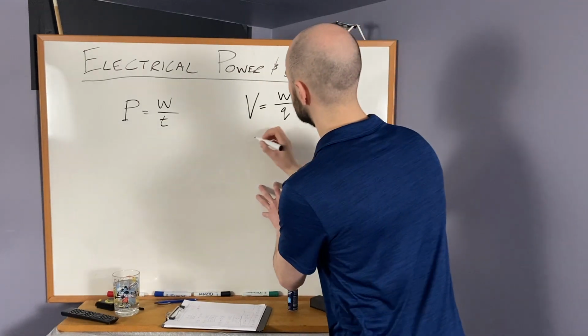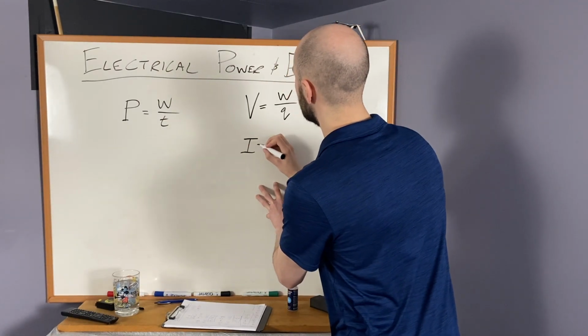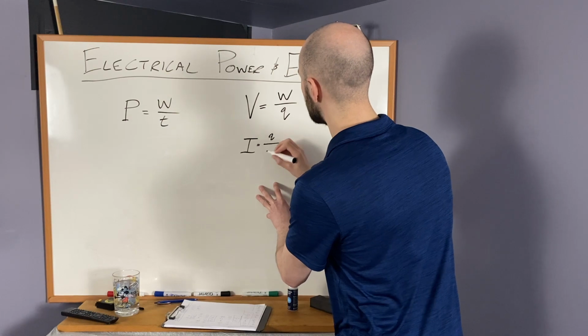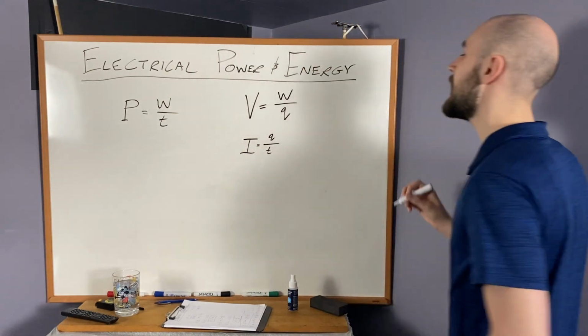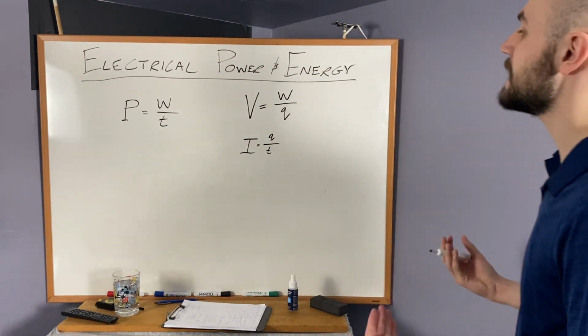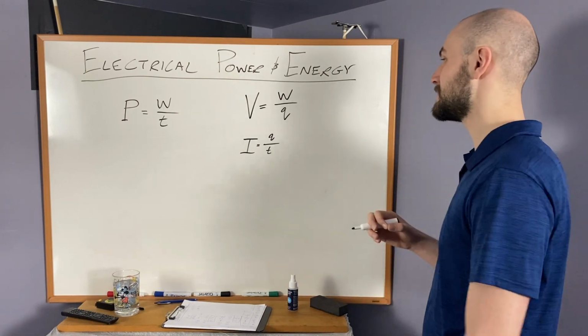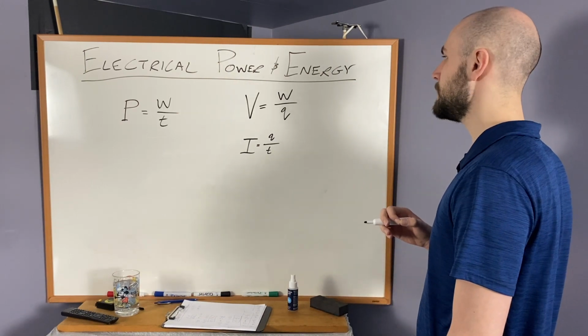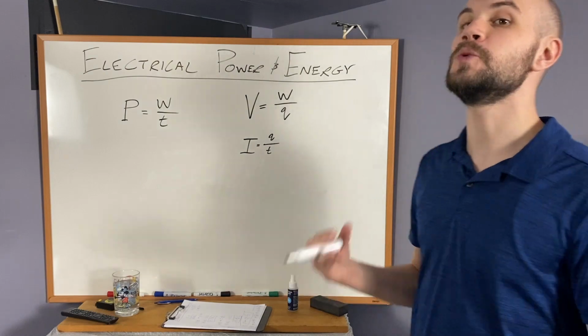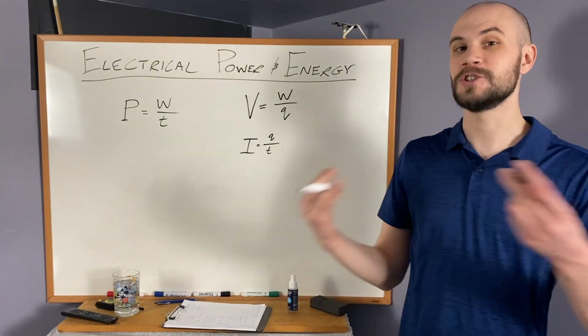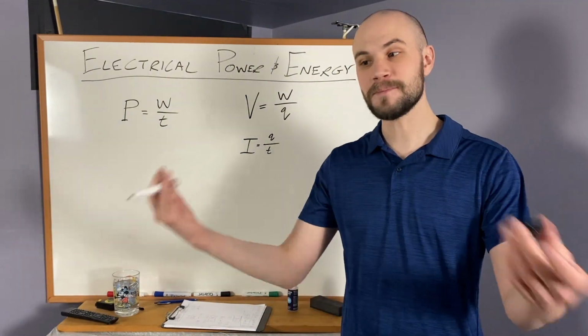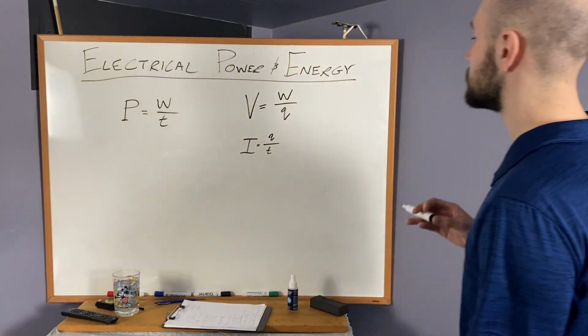And current is quite literally charge per unit time. How much charge is flowing past a certain point in a specified amount of time, right? So these charges are what's doing the work, what's transferring the energy to our circuit components to light things up or make things work the way we want them to.